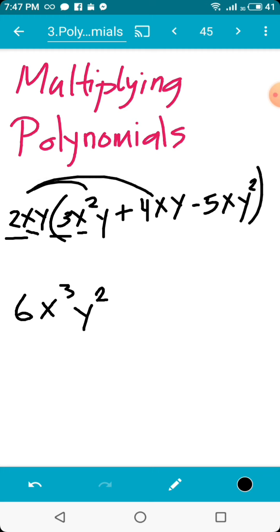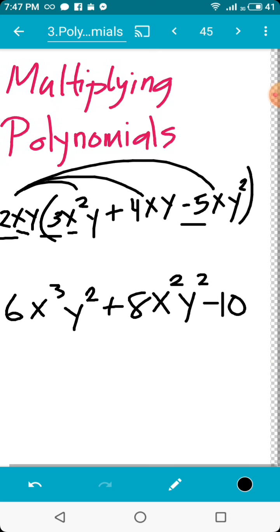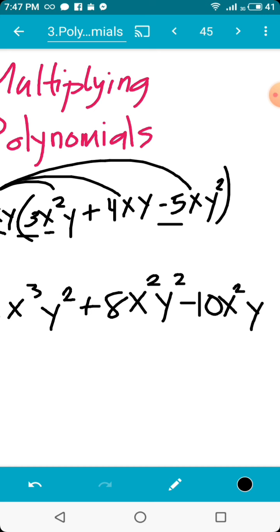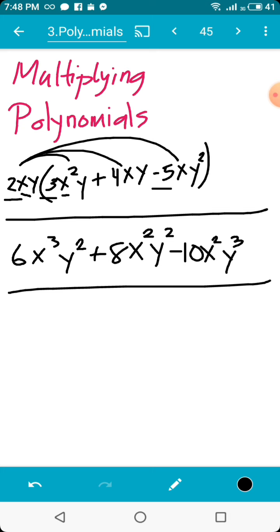Now, next naman, 2xy times positive 4xy. So, we have positive 8, and then yung x nila, so, x squared, and then yung y squared. Okay? Parehas na 1 lang yung exponent nila. Alright? And then, yung last term, so we have 2xy times negative 5xy squared. So, yung coefficient na negative 5 tsaka 2, so that is negative 10. And then, yung x nila, x times x, so that is x squared. And then, yung y times y squared, so that is y cubed. Okay? So, ito na ngayon yung product ng ating polynomials.